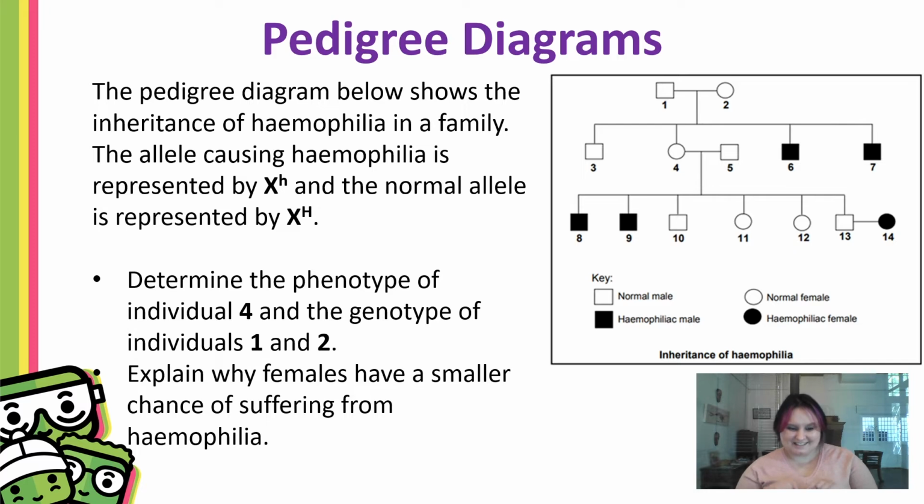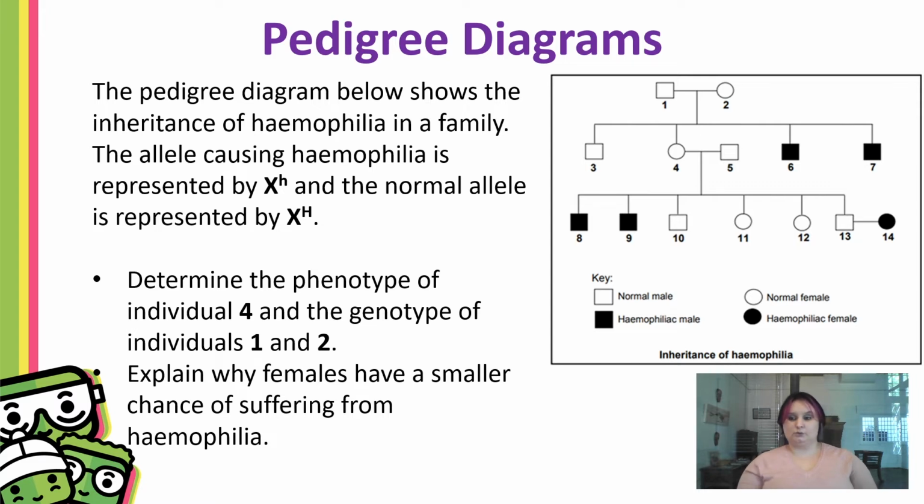Right, next, what is the genotype of individuals 1 and 2? All right, individual 1, we can see is a white square, making it a normal male. If it's a normal male, it will have 1 X chromosome and 1 Y chromosome. In this case, the X chromosome will have the normal allele on it. So it will be a capital X with a capital H in superscript above that and a Y chromosome. So X, capital H, Y for the male.